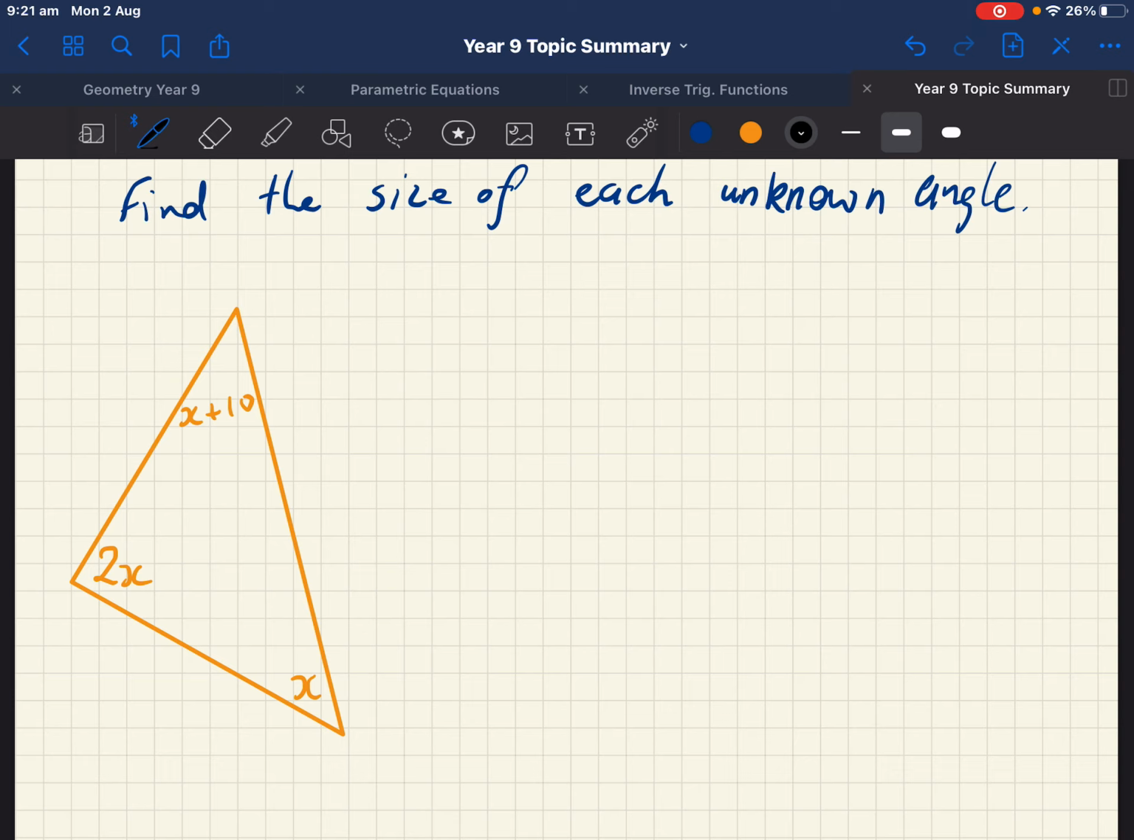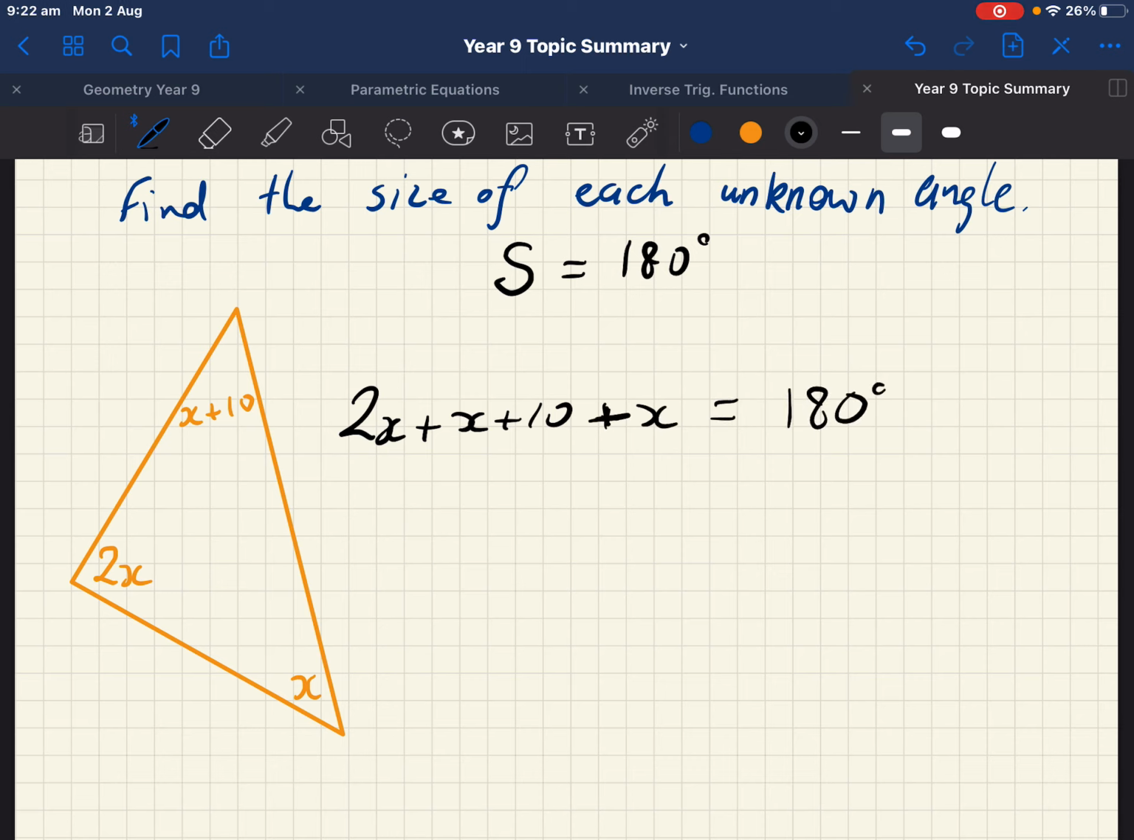All right, let's have a quick look. Again, it's a triangle. That means we have an angle sum. I'm just going to use capital S now. The angle sum is 180 degrees. That means this angle plus this angle plus this angle, those three angles will add up and equal 180 degrees. We have our equation. Let's simplify it. 2 lots of x plus x plus another x, we have 4 lots of x in total, plus 10 is equal to 180.